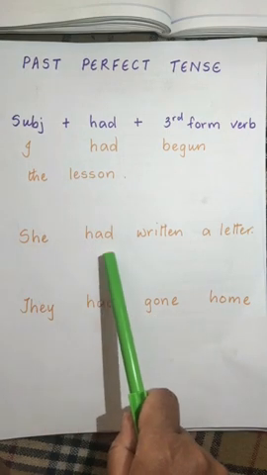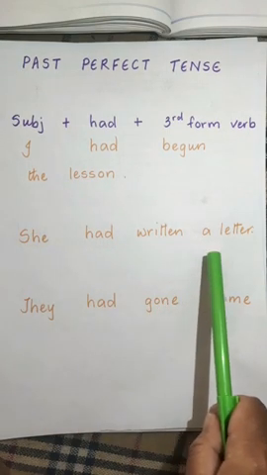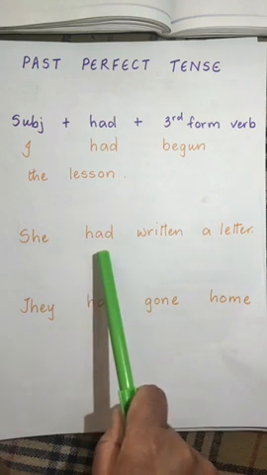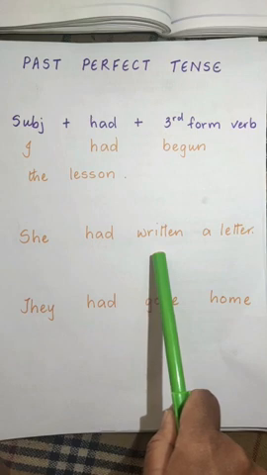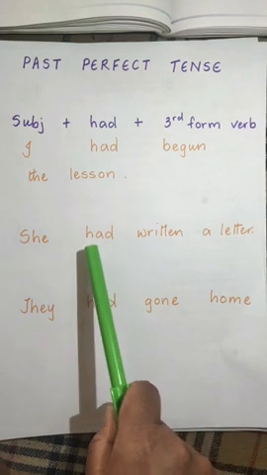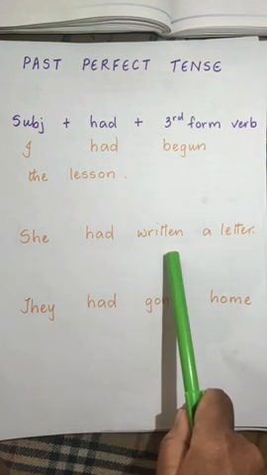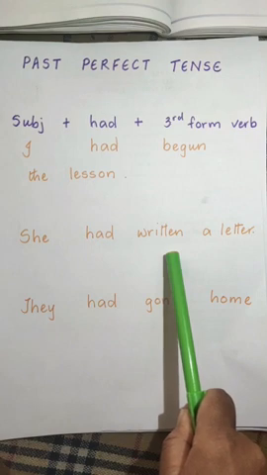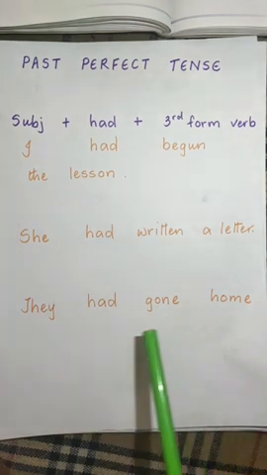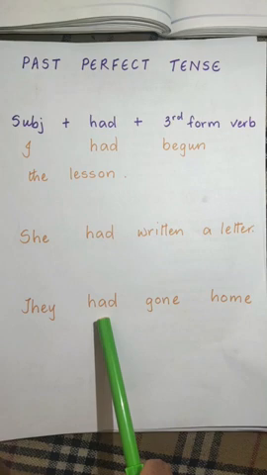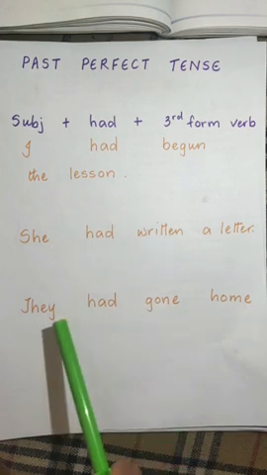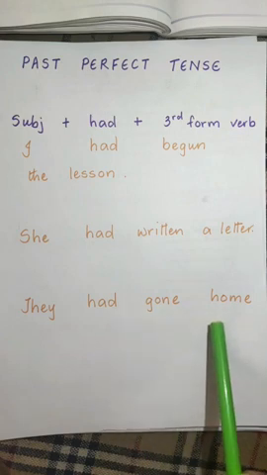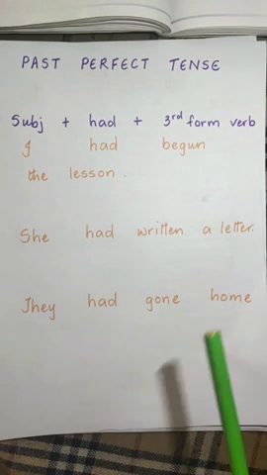Next, she had written a letter. You have to use the word had for your auxiliary verb, and then written is the third form. So had written is the past perfect form. They had gone home. Had is the auxiliary verb. Gone is the main verb, the third form. So they had gone home. That is your past perfect.